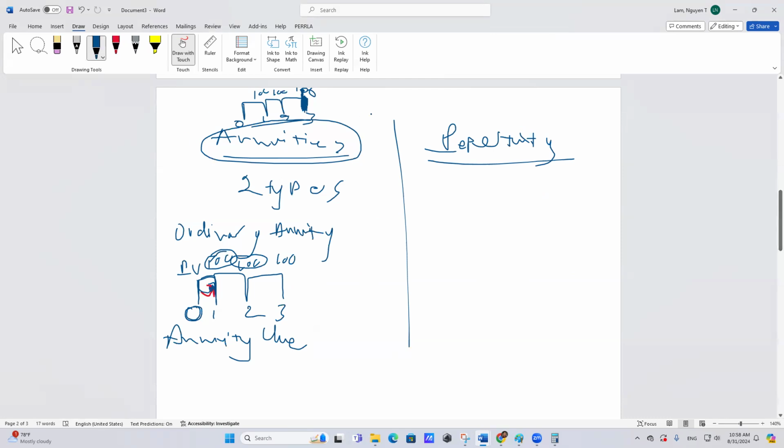Okay. One thing to point out is that annuity and perpetuity are talking about payments. So what is a payment? A payment is something that you are paying or receiving in a periodic way. So let's say 100 monthly, semi-annually, quarterly, something like that.